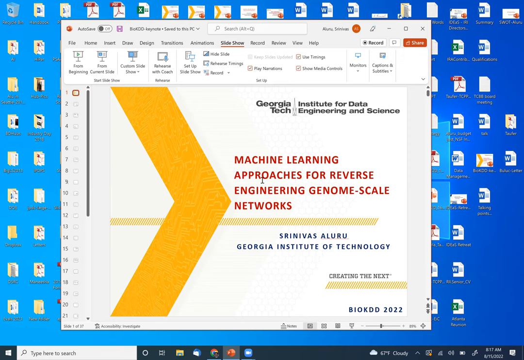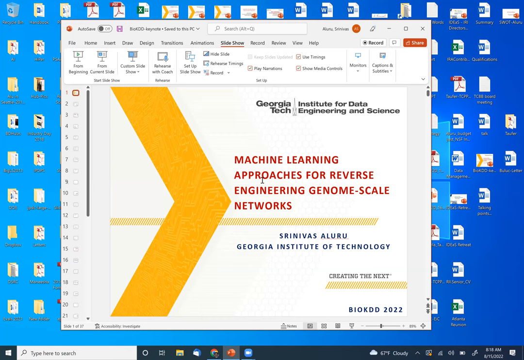And so without any delay, let me introduce our keynote speaker, Professor Srinivas Aluru. Professor Srinivas Aluru is Executive Director of the Institute for Data Engineering and Science and a professor in the School of Computational Science and Engineering at Georgia Tech. He co-leads the NSF South Big Data Regional Innovation Hub and the NSF Transdisciplinary Research Institute for Advancing Data Science.